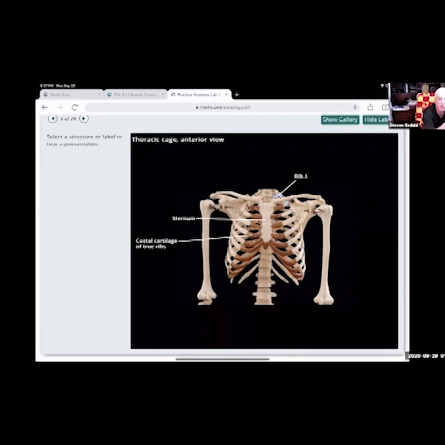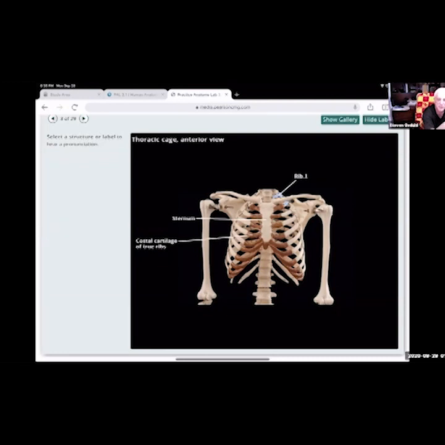Ribs 8 through 12 are called what? False ribs. Perfect. Because they don't connect directly to the sternum. They connect to the 7th rib, which then connects to the sternum. And ribs 11 and 12 are called? Floating ribs. Perfect. Because they have no connection to the sternum. The costal end does not end in the sternum.